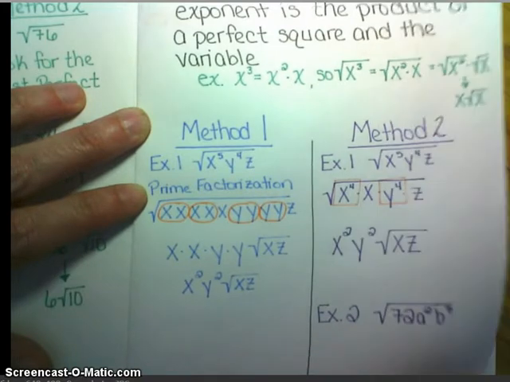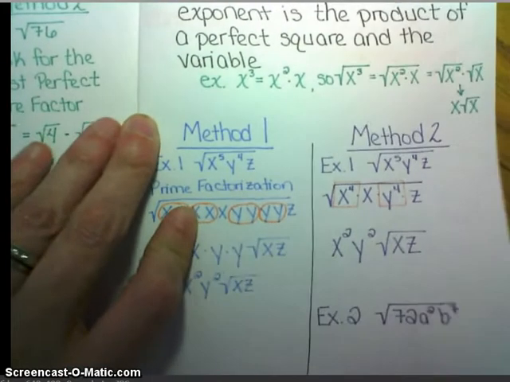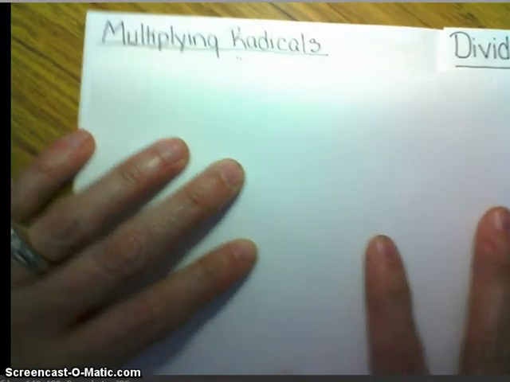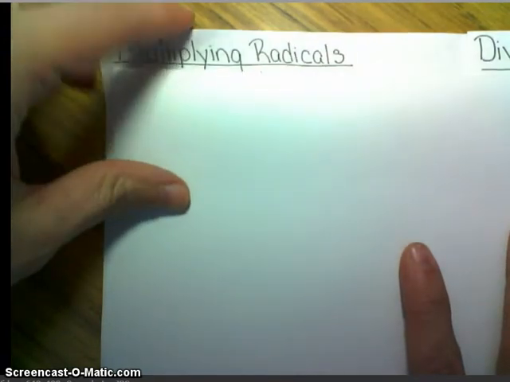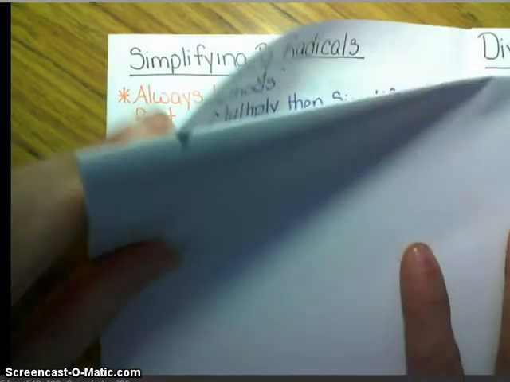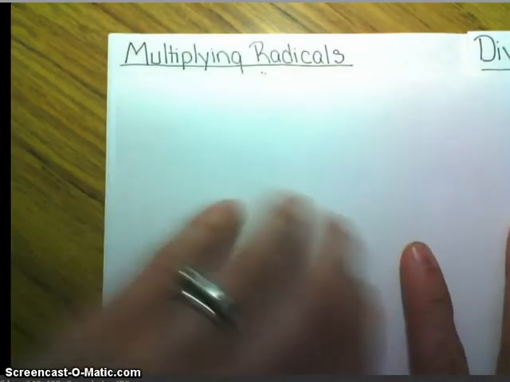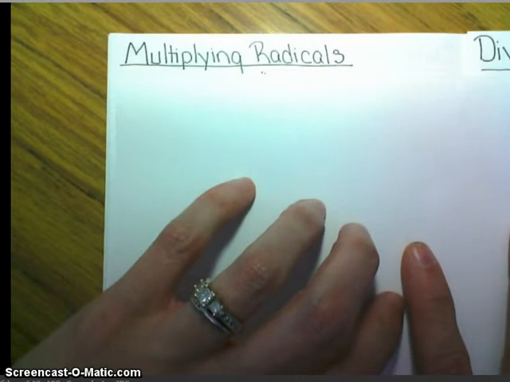If you need to pause the video and go through either one of those, you need to do that. What I want you to do is flip to the next page, and we are going to take notes over multiplying radicals. On the left-hand side, all I did was flip the page. I want to make sure everybody's on the right page. So flip the page, and on the left-hand side, write multiplying radicals.